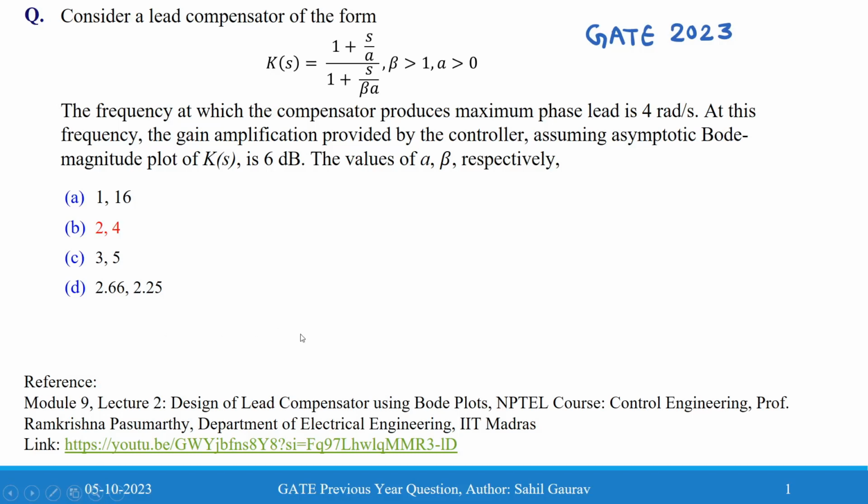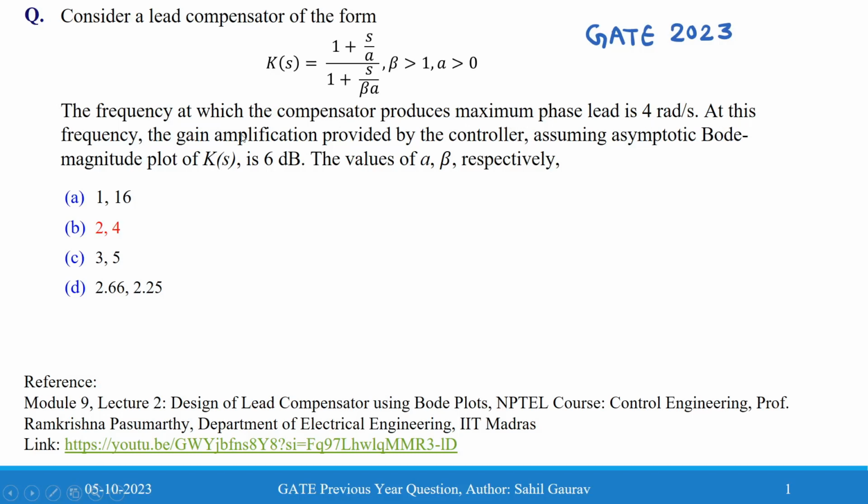Everyone, this problem has been asked in GATE 2023 and it relates to the control systems part. The problem is: consider a lead compensator of the form K(s) = (1 + s/a) / (1 + s/(βa)), where β > 1 and a > 0. The frequency at which the compensator produces maximum phase lead is 4 radians per second.